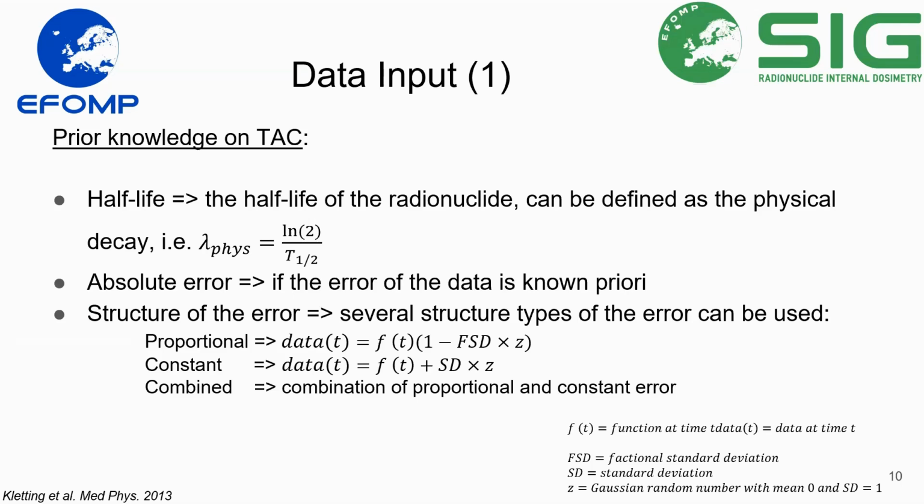This can be defined as the physical decay with this equation: the physical decay constant, lambda, is equal to ln 2 divided by the half-life. It would be nice as well if we already have the error of our measurement. We can add it as one of the inputs in our fitting process, and also the structure of the error, if we have it. There are several structure types of the error that can be used, for example proportional, constant, and combined.